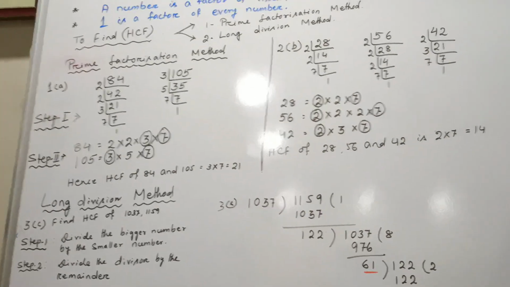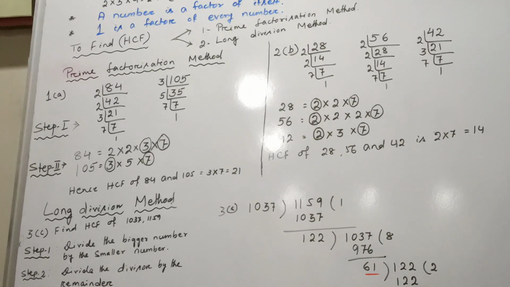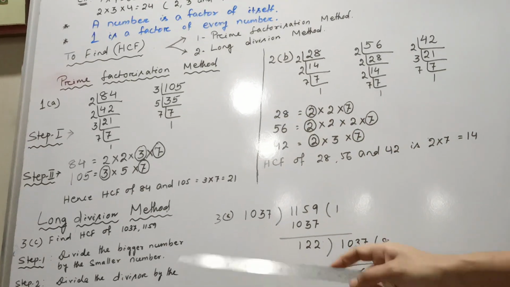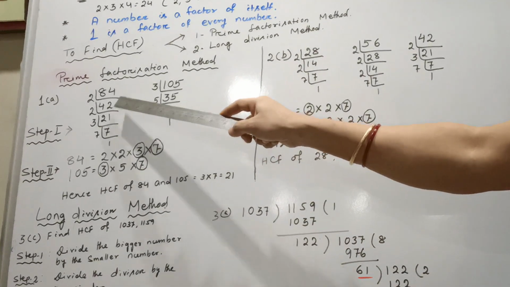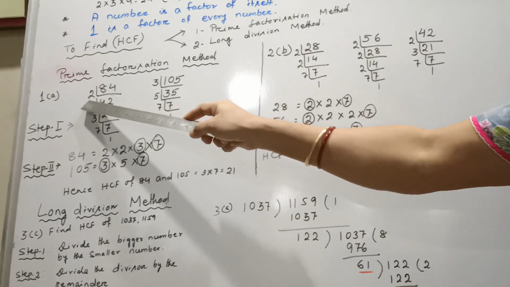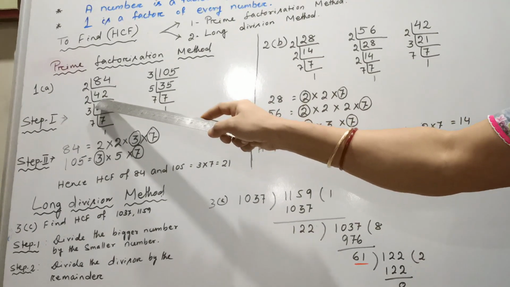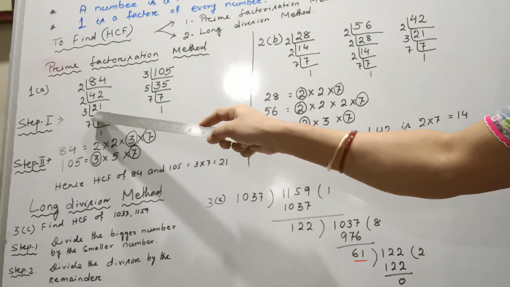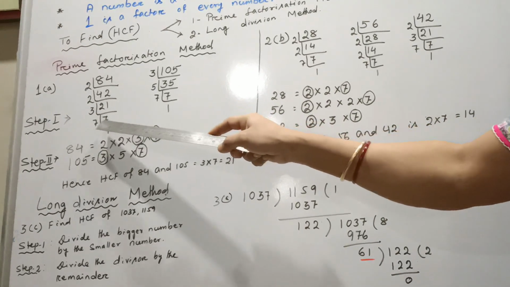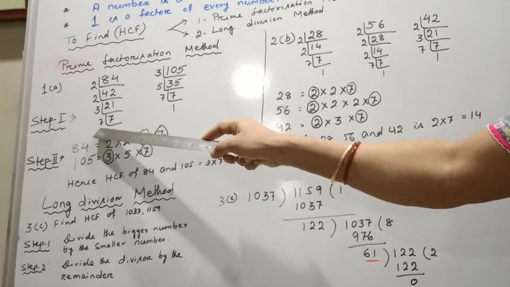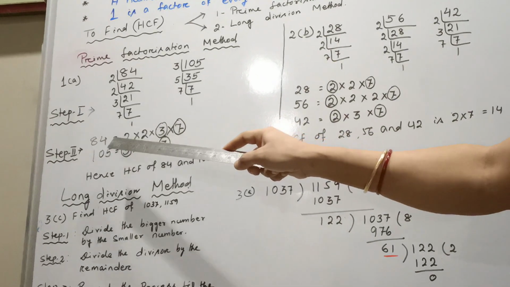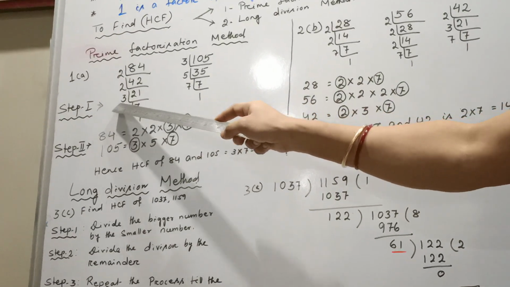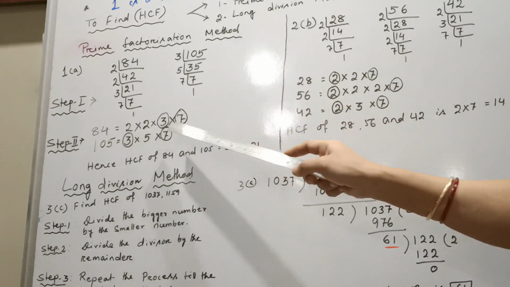So first you find out all the factors of 84 and 105. First, let us take 84. 84 divided by 2 is 42. 42 divided by 2 is 21. 21 divided by 3 is 7. 7 divided by 7 is 1. So factors of 84 are 2 into 2 into 3 into 7.